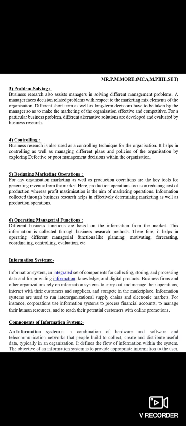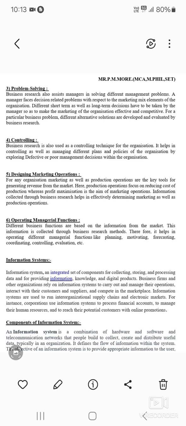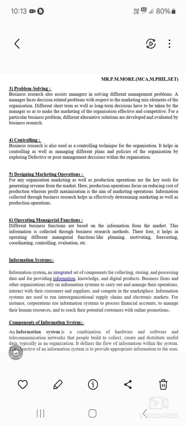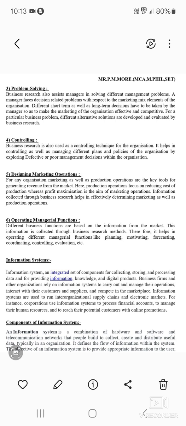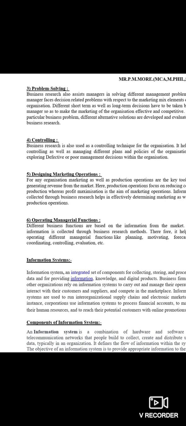Next role, designing marketing operations. For any organization, marketing as well as production operations are the key tools for generating revenue from the market. So here production operations focus on reducing the cost of production, whereas profit maximization is the aim of marketing operations. Information collected through business research helps in effectively determining marketing as well as production operations. Next role is operating managerial functions.